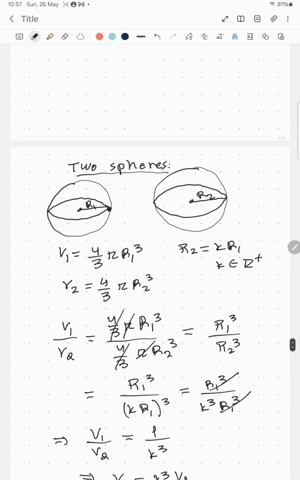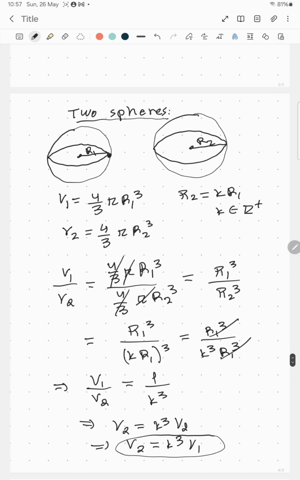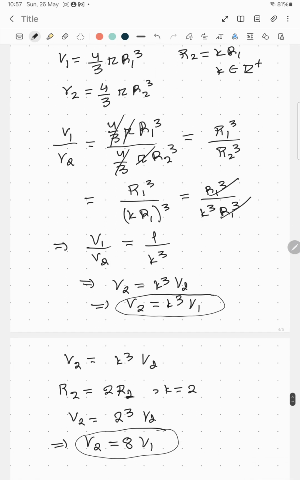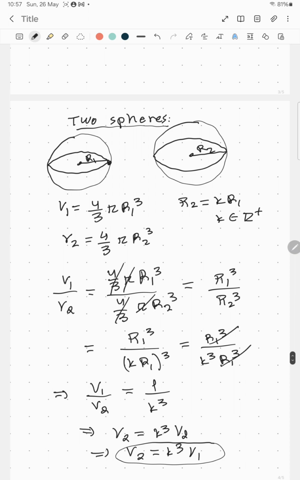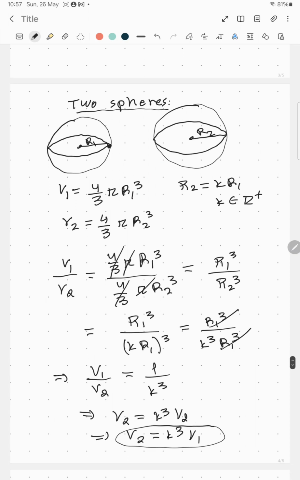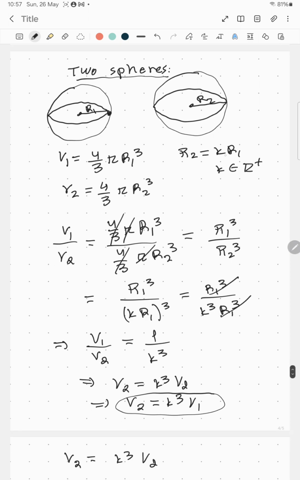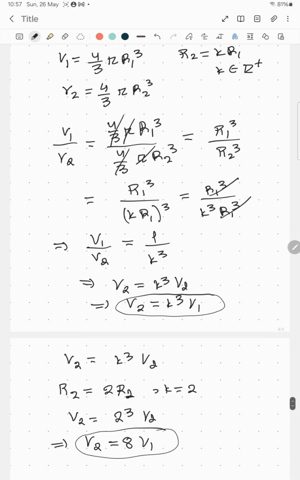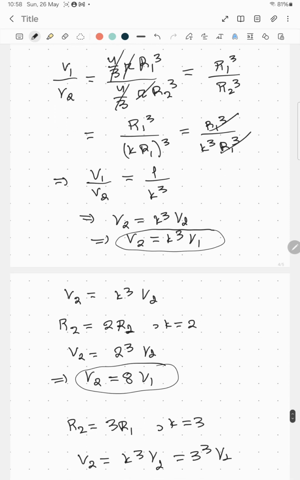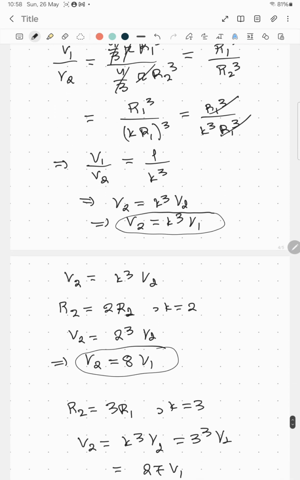This is a nice exercise because we see that if you increase the radius compared to the previous one, then you increase the volume of the sphere. Here we have two spheres. The radius of the first sphere is R1 and the radius is R2, written as k times R1. And we want to compare the volumes, so we divide them.